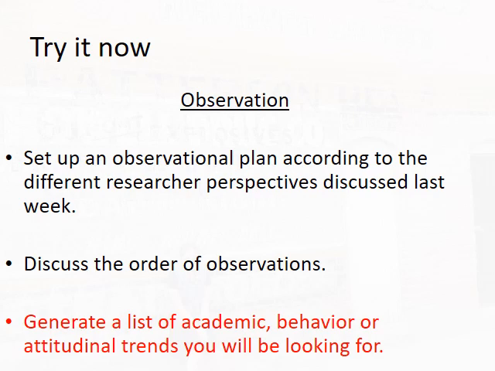So for example, let's say you do want to do the observation. Go ahead and set up that observational plan. Even if it's not going to be scripted to the 100, come up with a couple of different ideas that you think you may want to see within your observations. And look at the last bullet point there. Remember we spoke about academic, behavior, and attitudinal trends. Kind of been talking about those 3 things for quite a while now. At least that's what it seems to me.